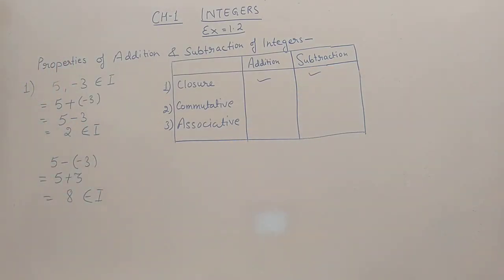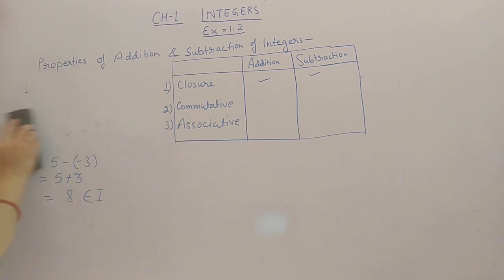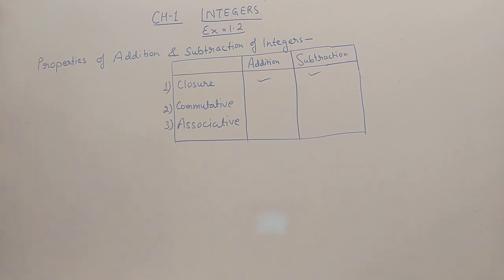Now we will check the second property, commutative property, for addition and subtraction. We have two integers, 5 and -3. Same example I have taken. According to the commutative property, if we add these two integers, we will check what will be the result after addition. 5 plus -3, then we are getting 5 minus 3, which is equal to 2.